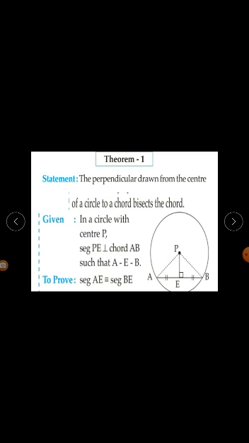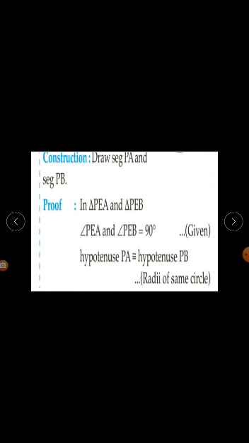Reason is CSCT. So, proof: in triangle PEA and triangle PEB, angle PEA and angle PEB equal 90 degrees, given. Hypotenuse PA is congruent to hypotenuse PB, reason is radii of the same circle. Side PE is congruent to side PE, reason is common side. Therefore, triangle PEA is congruent to triangle PEB, reason is hypotenuse side test. So, when two triangles are congruent, their corresponding sides are congruent. Therefore, side AE is congruent to side BE, and reason is corresponding sides of congruent triangles.